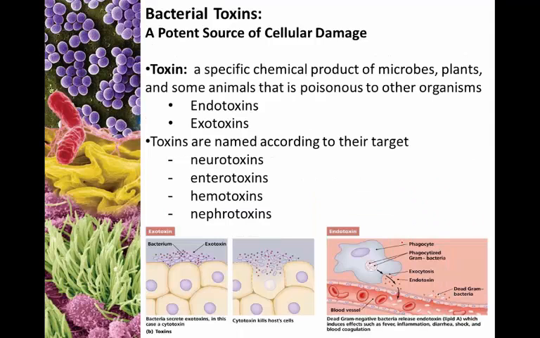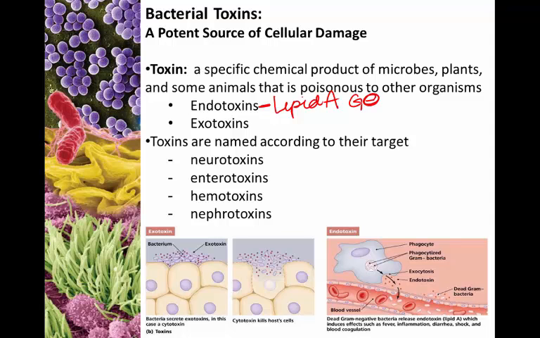Now, when it comes to the toxins, a toxin is a chemical product of microorganisms, plants, even some animals that produce toxins. The big gist here is that toxins are poisonous to other organisms. Okay? They come in two varieties, endotoxins and exotoxins. The endotoxins we have talked about before. If you remember, our example of this is lipid A. And we only find this in the outer membrane part of the cell wall of gram-negative bacteria.